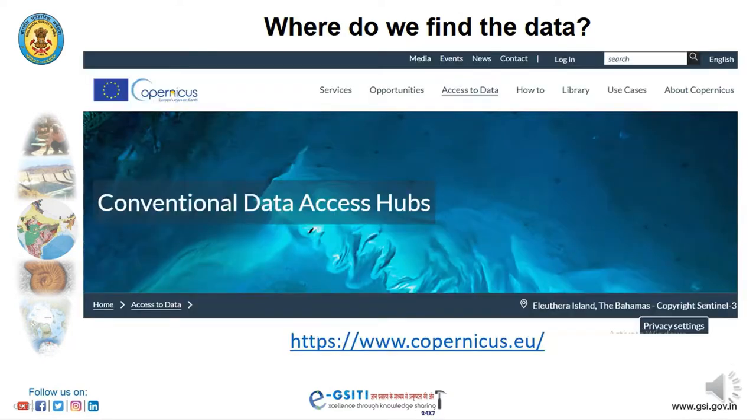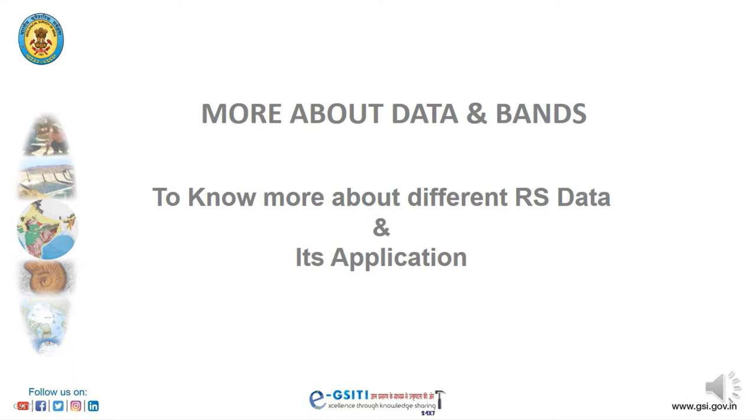This is the European Space Agency Copernicus website, from which we can download satellite imagery by the European Space Agency, like Sentinel. They have wide applications in various aspects of remote sensing. Now let's understand more about satellite data and their bands, and how they are useful for us in our various applications.